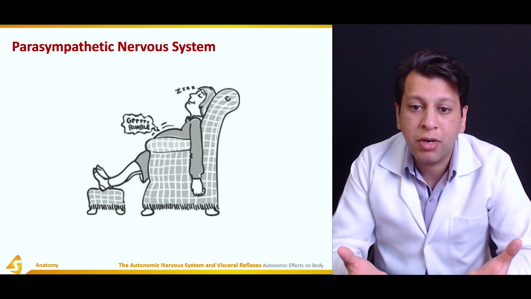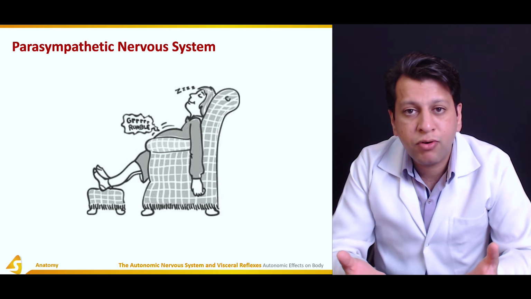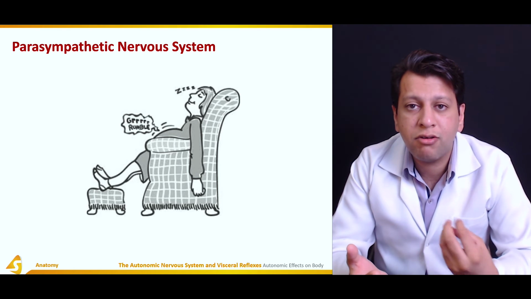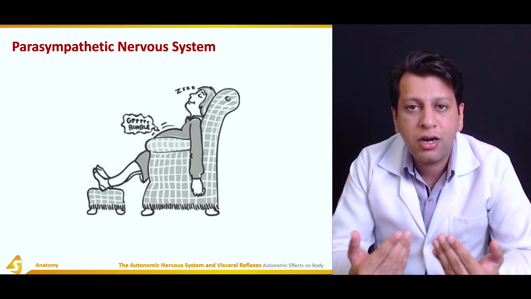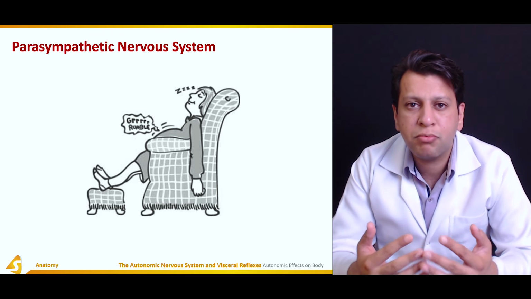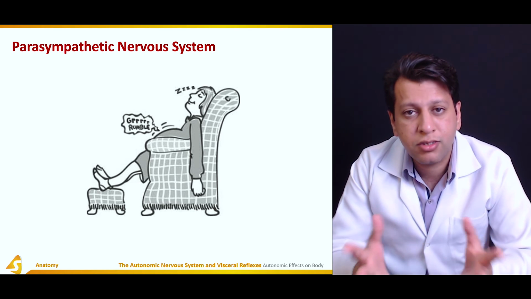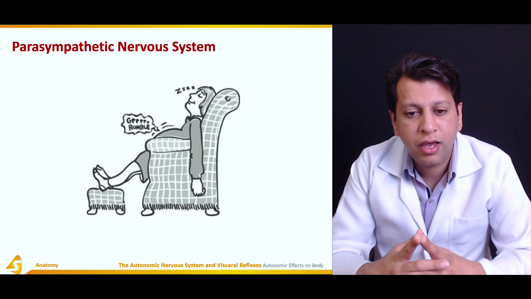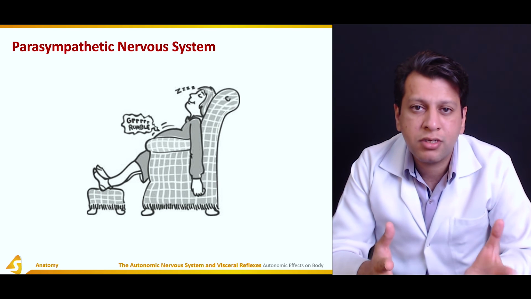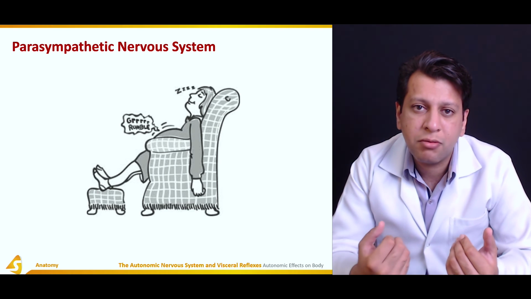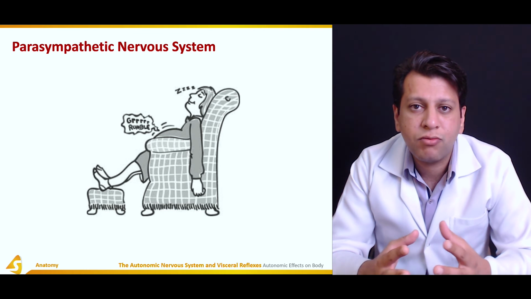The blood flow towards the intestines would be increased, glandular activity would be increased, heart rate would be slowed down, BP would decrease, pupils would constrict, because you do not need more light to go into your eyes so that you can see clearly, and blood flow towards the muscles and the peripheries will reduce, and the blood flow towards the intestine would increase.